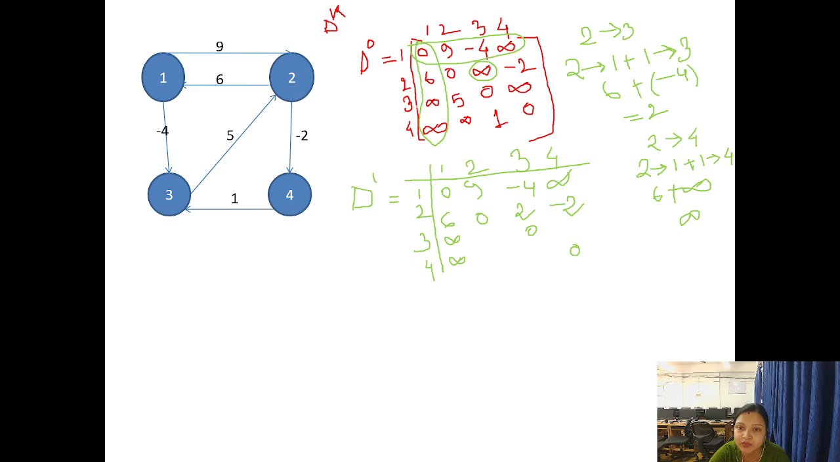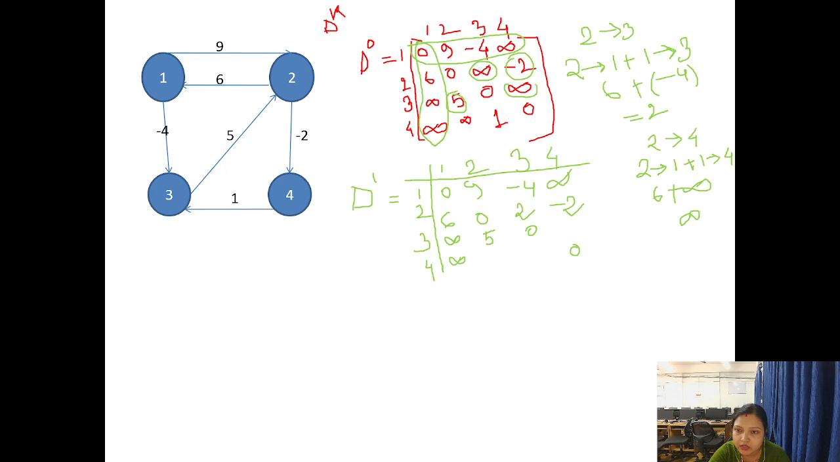Suppose for 3 to 2, the direct path is 5. Okay, we have found this one also. Direct is 5. Now if we go via 1, 3 to 1 is what? Infinity, and 1 to 2, because it was 3 to 2, that is 9. So infinity plus 9 is infinity, and it is 5 only. Okay, so because there was a direct path, right? So it is 5. We are not going to update it.